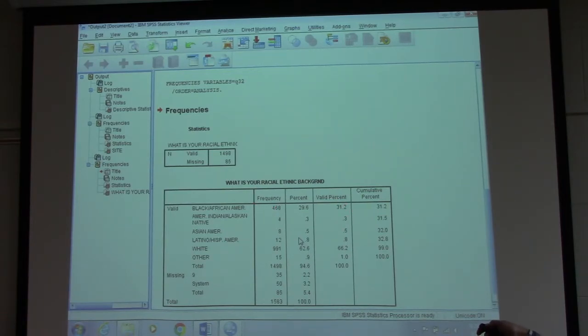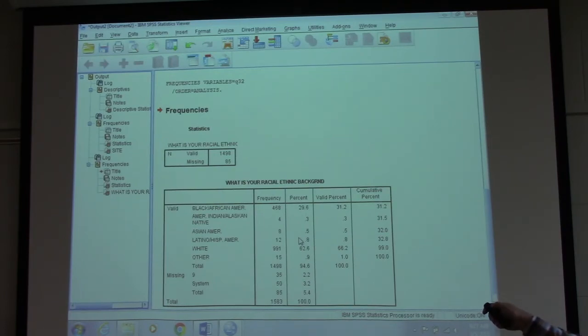If I said, based on all people who returned the survey, what percentage identified their race as Black or African American, it would be 29.6%. But the more representative number here is 31.2.